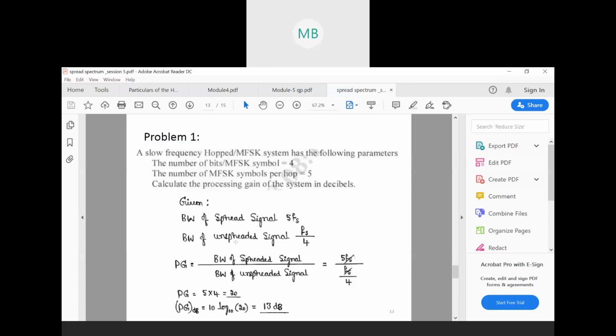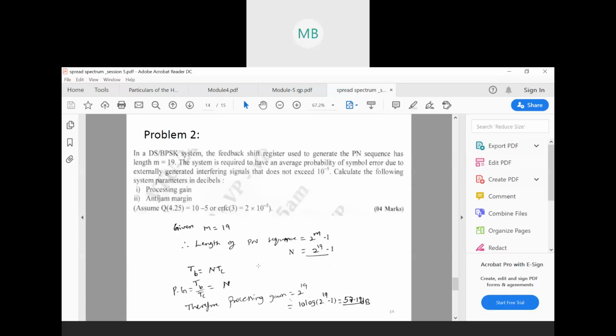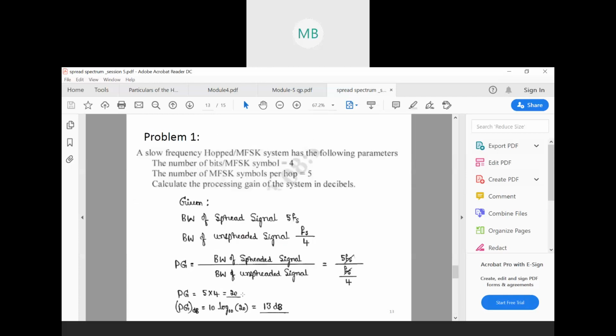So processing gain is given by bandwidth of spread signal by bandwidth of unspread signal. So it is 5fs by fs by 4. Simplify it, you will get processing gain as 5 into 4 equal to 20. So we need to represent it in decibels. Therefore, processing gain in decibel equal to 10 log 20, which is equal to 13 dB. So this is the solution. Next question.